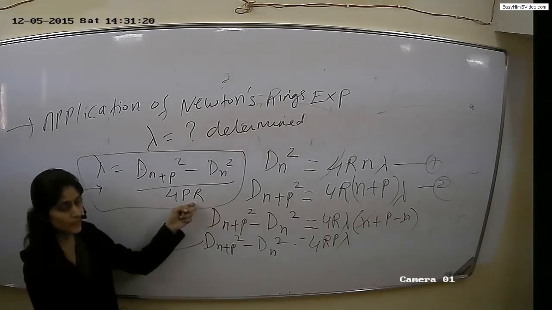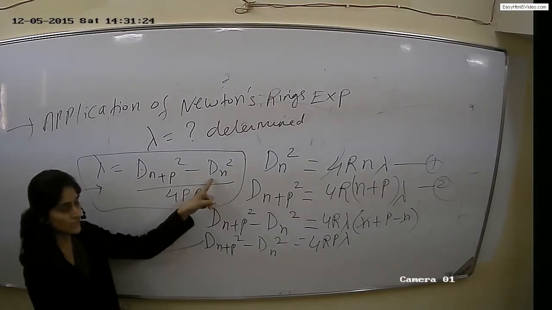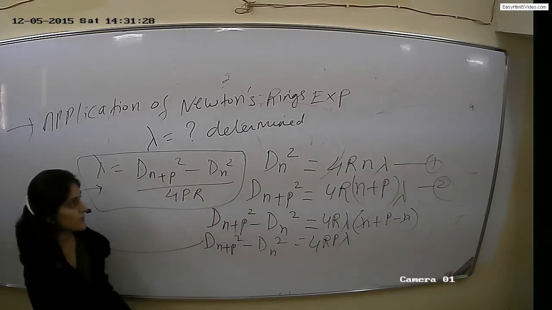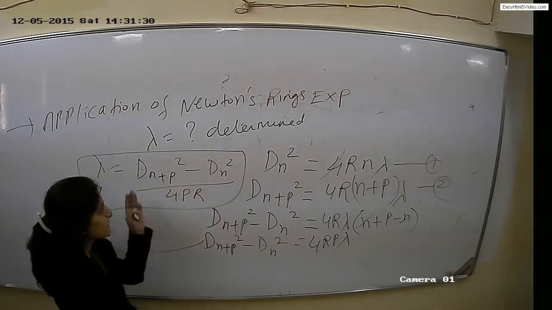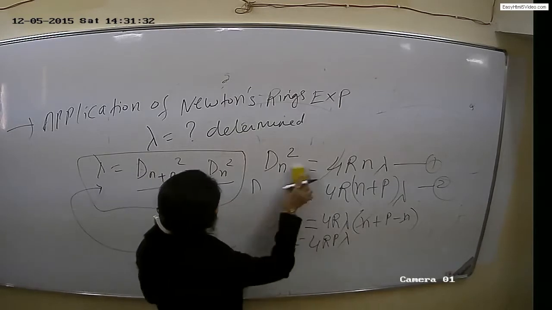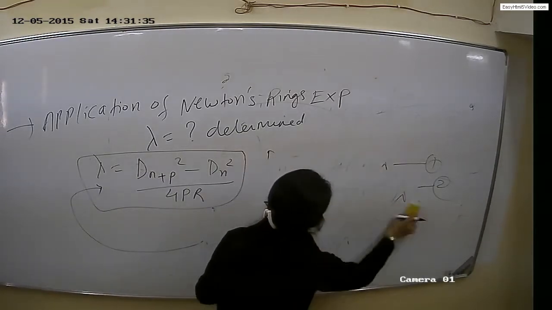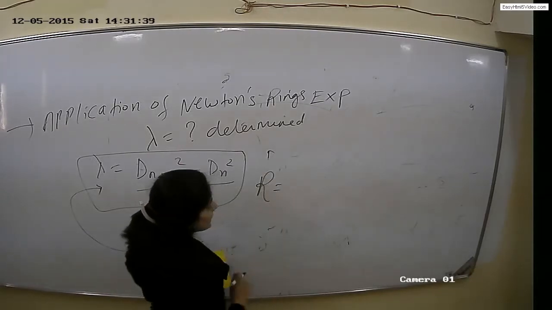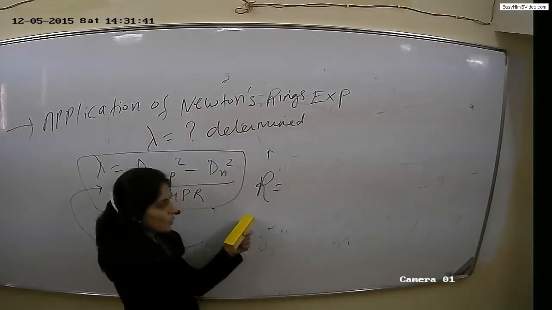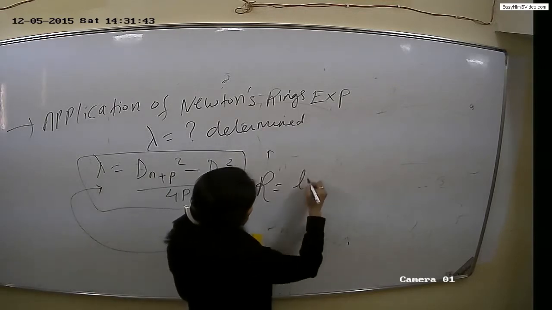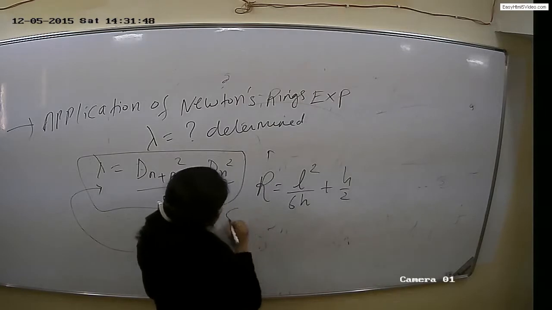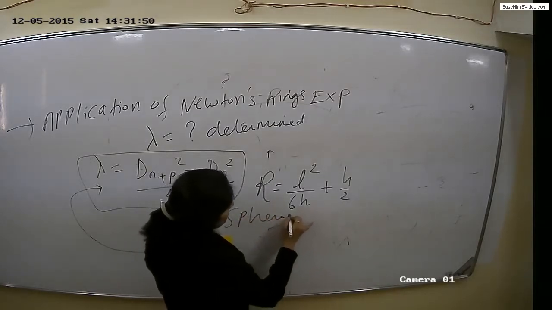Here R is the radius of curvature of the plano-convex lens. p is an integer. Dn square is the diameter of the nth dark ring, and D(n+p) square is the diameter of the (n+p)th dark ring. And we can also calculate R, the radius of curvature of the plano-convex lens, with the formula l square upon 6h plus h by 2, with the help of a spherometer.